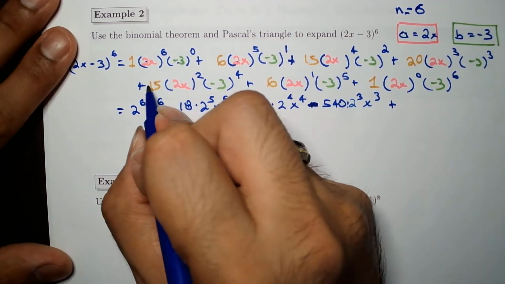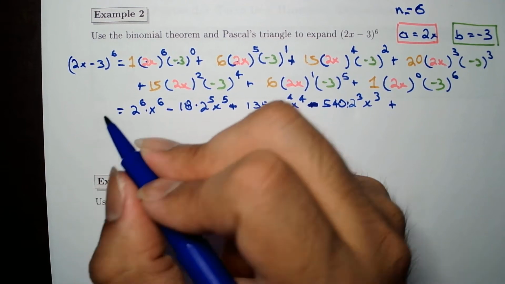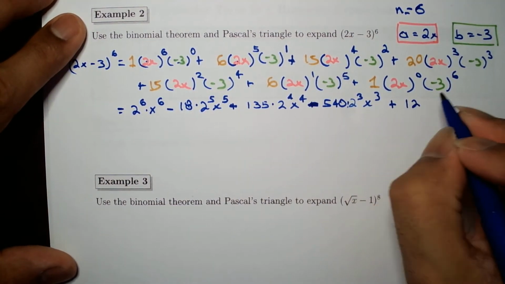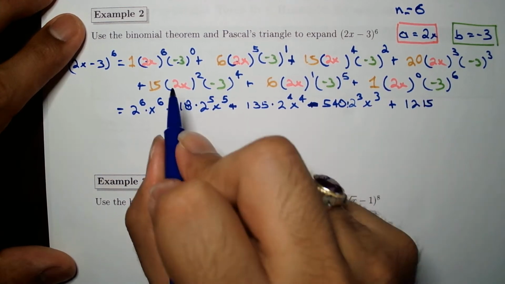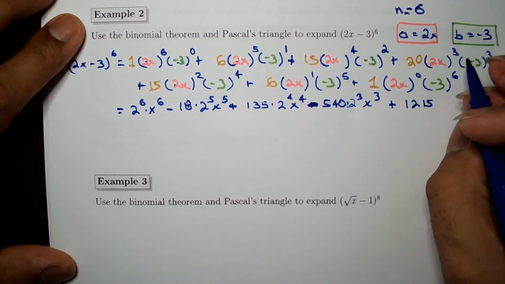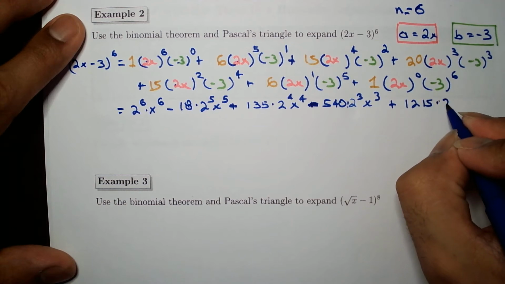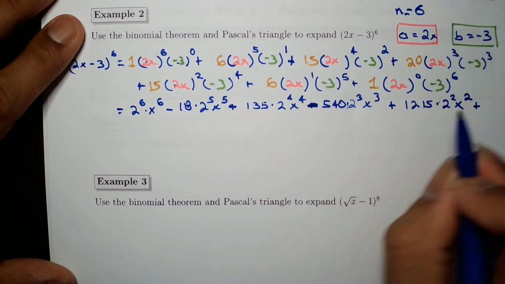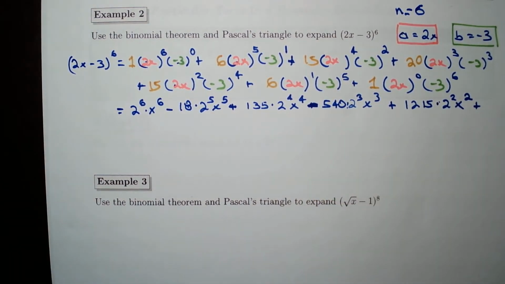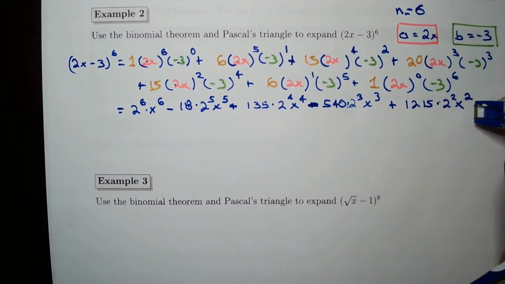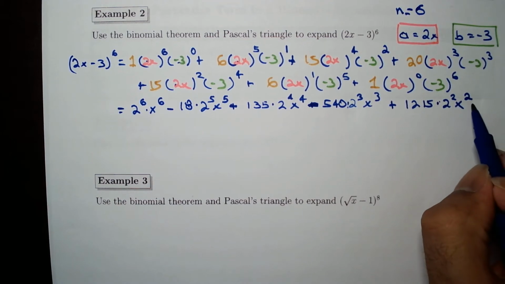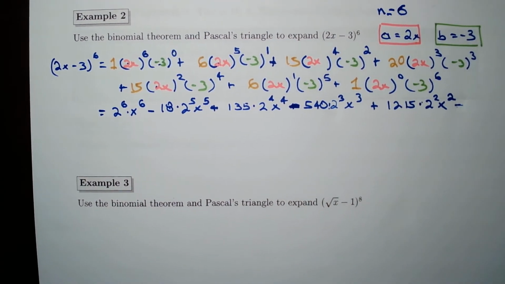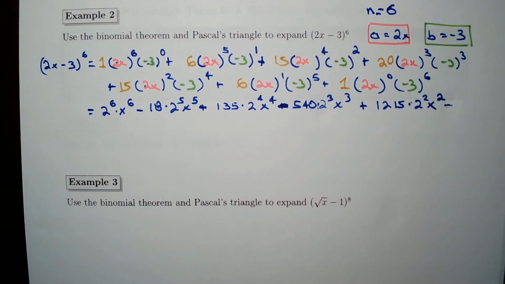So 81 times 15, let me multiply that by 15. I get 1215. And then 2 to the 2nd, don't forget that 2 to the 2nd, x to the 2nd, or x squared. Plus 3 to the 5th power, that's 243, negative 243 actually, that should be negative. So notice I'm making those silly mistakes real quick, but I'm changing them. Be sure not to make those mistakes when you're doing this.